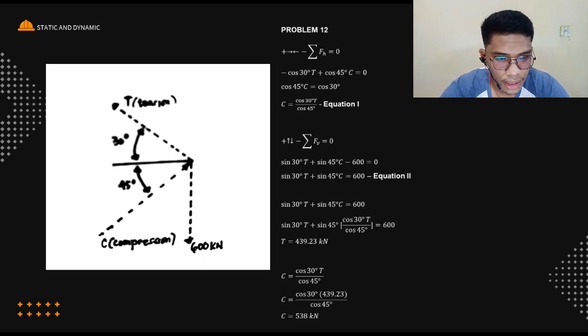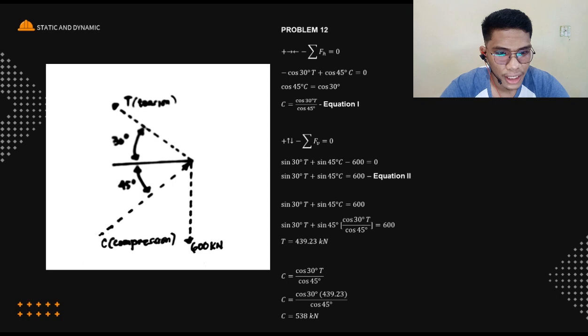So, para makuha po natin yun, gamitin po natin yung both equations. Gamitin po natin yung equation number 2, and then isubstitute po natin yung value ng C na nakuha natin sa equation number 1, which is cosine 30T over cosine 45. So, sine 30T plus sine 45 degrees multiplied by cosine 30T over cosine 45 degrees is equal to 600. And then, solve for T. So, our T will be 439.23 kilonewton.